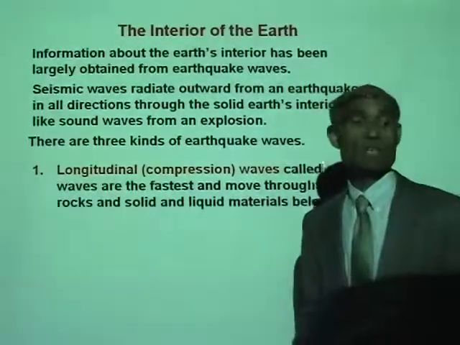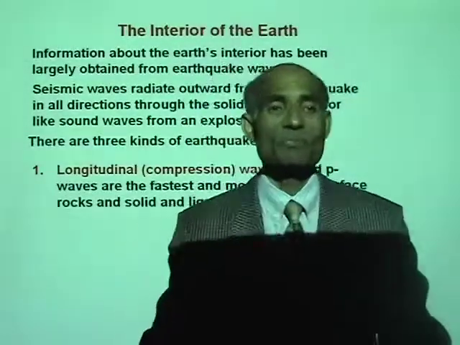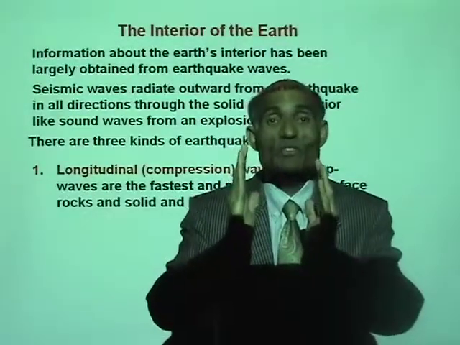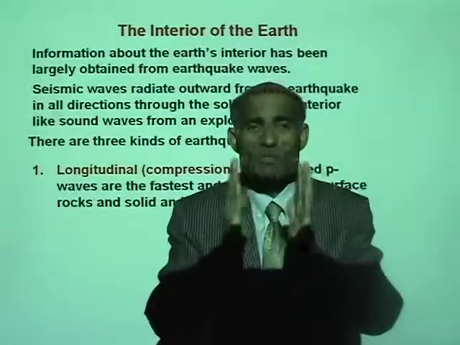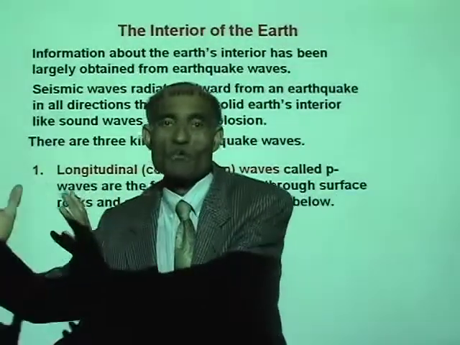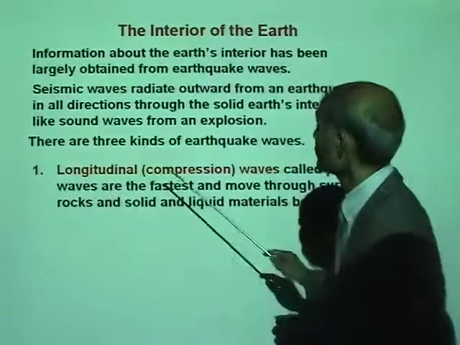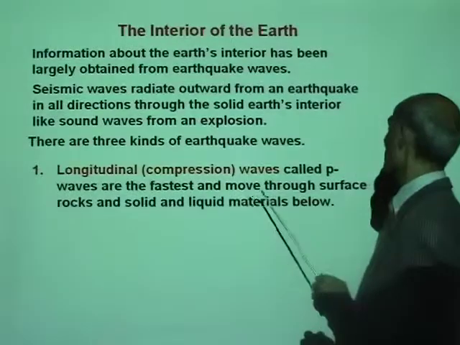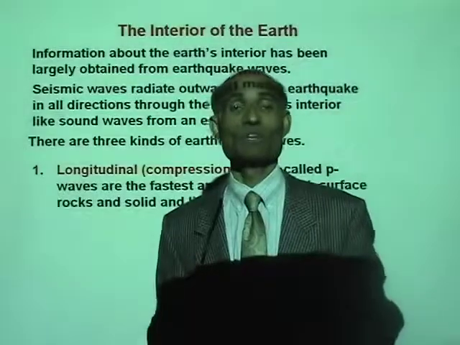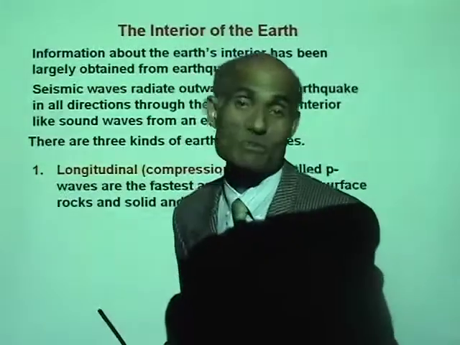The first type of wave is called longitudinal waves or compression waves. In other words, this kind of wave will set the particles of the Earth's crust into compressional motion of this type. You see that? And this motion is passed on from one part to the other. Now, the important thing about this is that this kind of wave can actually pass through rocks and solid and liquid materials below. So these compressional waves can go through the solid materials and liquid materials.